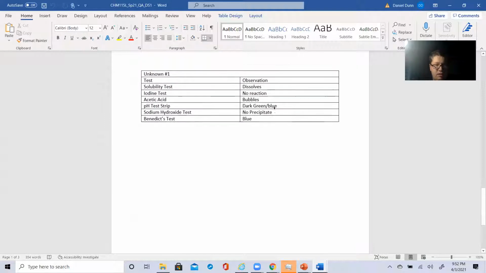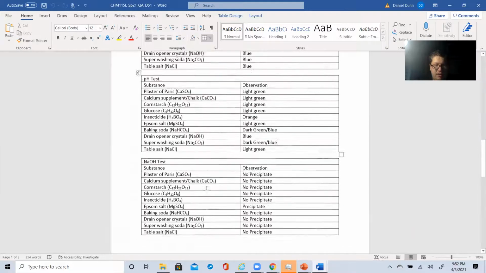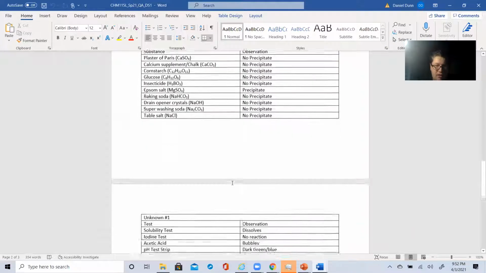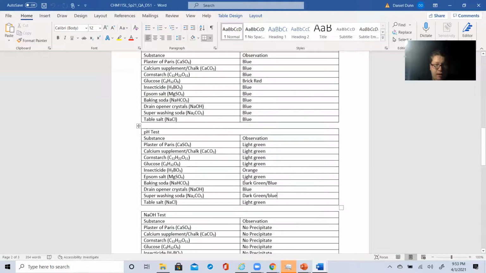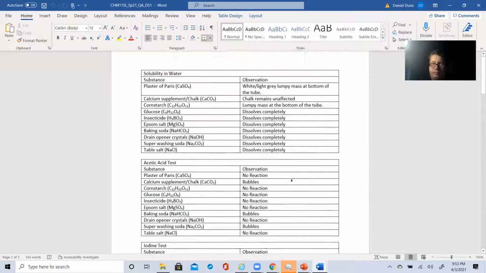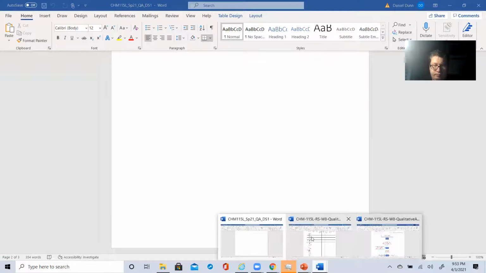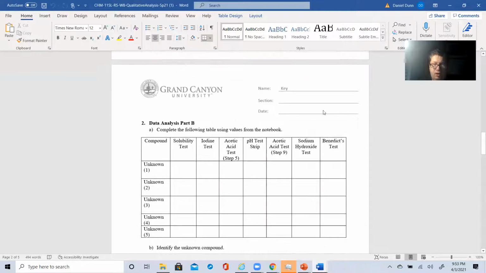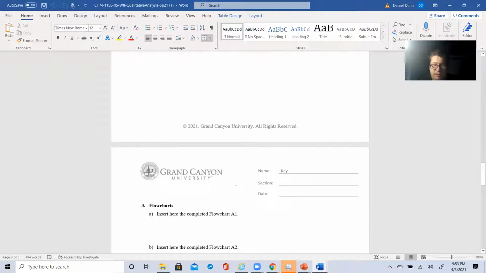Okay. What's next? Sodium hydroxide, no precipitation. That doesn't help us. Benedict's test is blue. So I would say dark blue is between those two. Dark green, blue. So between those two. Those two are very similar to each other. That's why they're acting that way. But that's what we're going to do. You got to guess between those two. Unknown. Fill it in. Tell me the unknown number. Tell me what it is.